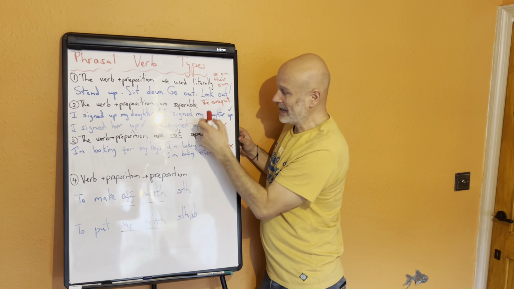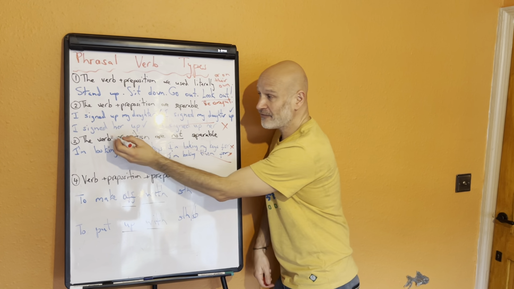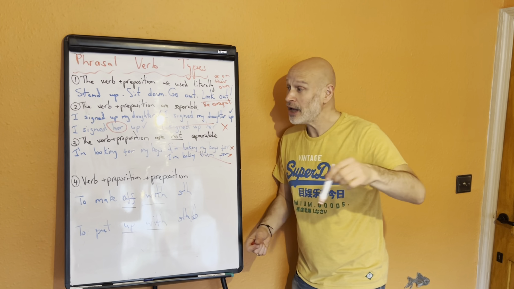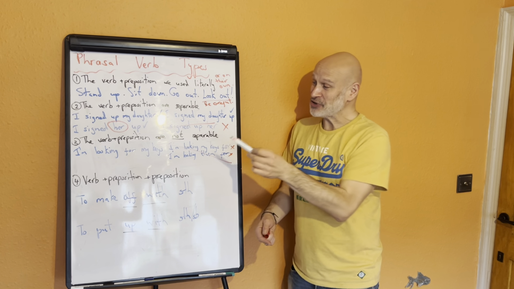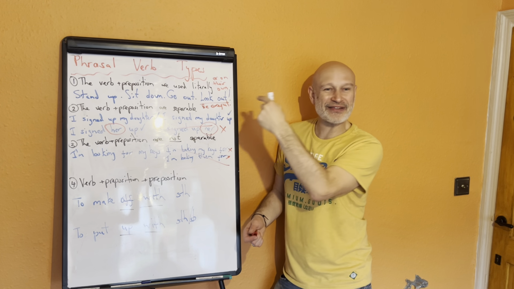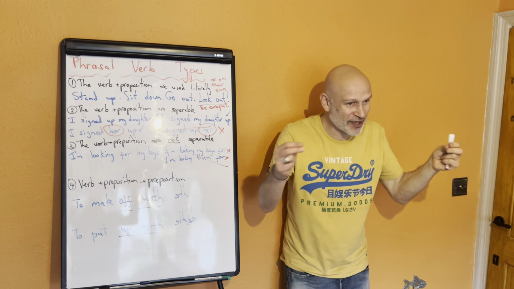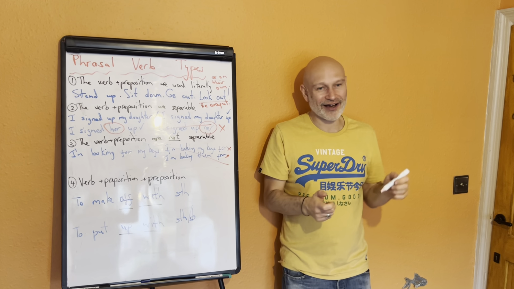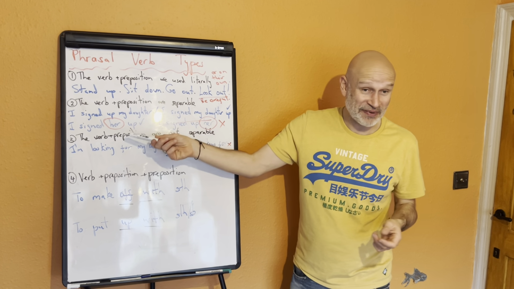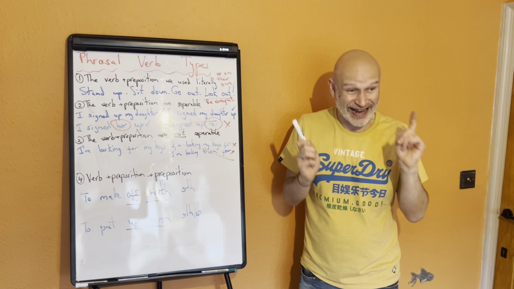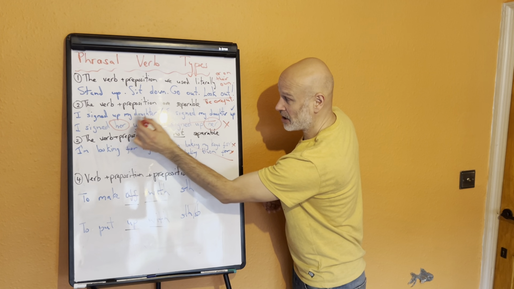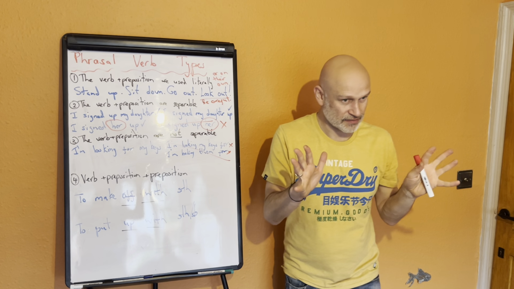You could also change the object for an actual object pronoun. Here we've got my daughter, so it's her. I signed her up. But if you change it into an object pronoun, you cannot put it at the end. You have to open up the phrasal verb. You cannot say, I signed up her. It sounds bad, okay? So you've got 3 possibilities, but 1 that you cannot do. I signed up my daughter. I signed my daughter up. I signed her up. That's it.